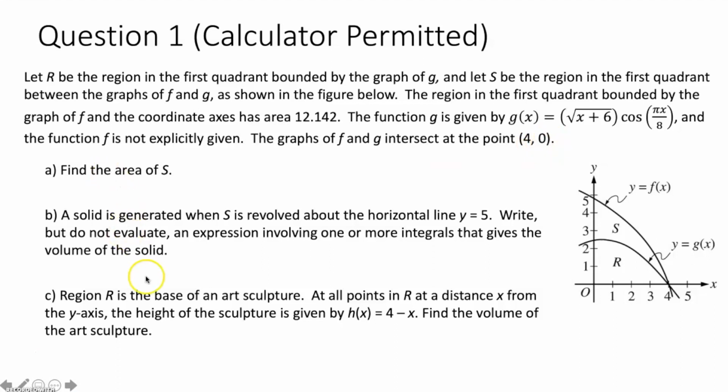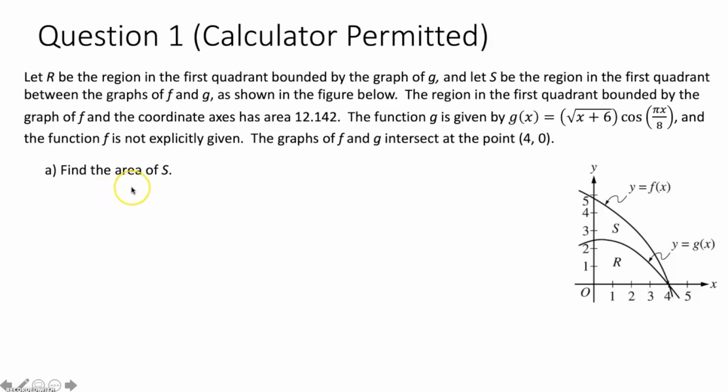So this question has 3 parts. Let's do each part individually. First, we want to find the area of S. So if we're looking at our graph over here, S would be this region bounded by the y-axis and the functions y equals f of x and y equals g of x.